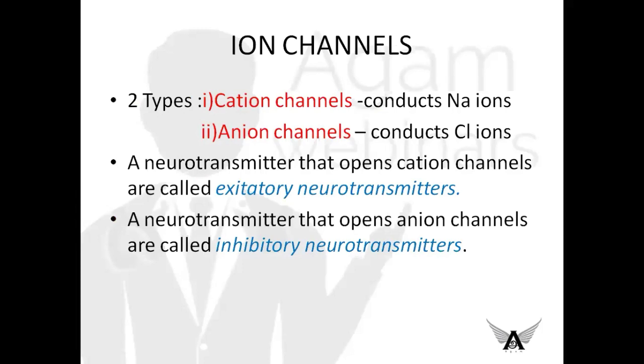In the case of a neurotransmitter that opens anion channels, for example, chloride moves into the neuron and the resting membrane potential becomes more negative and it is towards hyperpolarization. Such neurotransmitters are called inhibitory neurotransmitters.